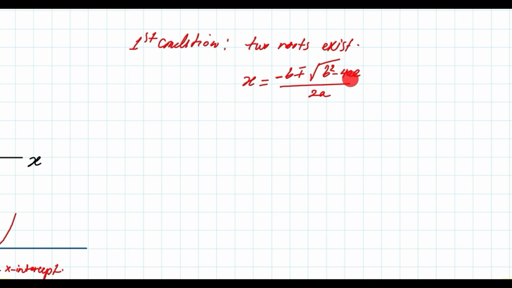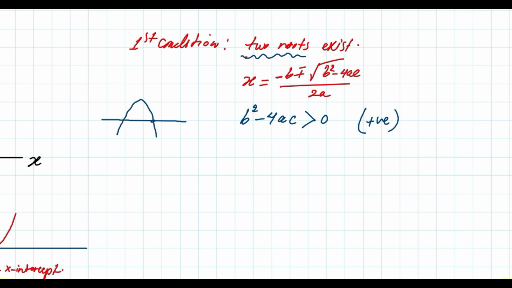It should be a positive value in order to get the square root of a positive value and to get two roots. Therefore, in the first condition, as long as there are two roots for the equation, we can always apply this condition: b squared minus 4ac is larger than 0, which means it's positive. That's why we have two roots. When we have two roots, there should be two x-intercept points that the curve makes with the x-axis.